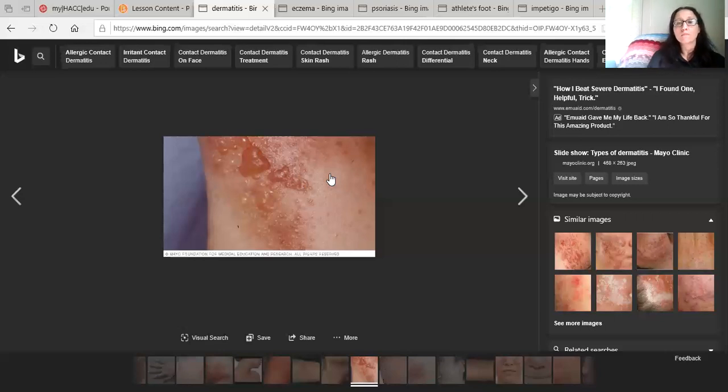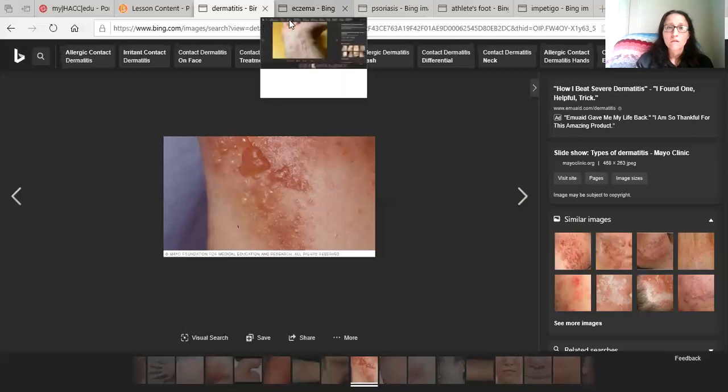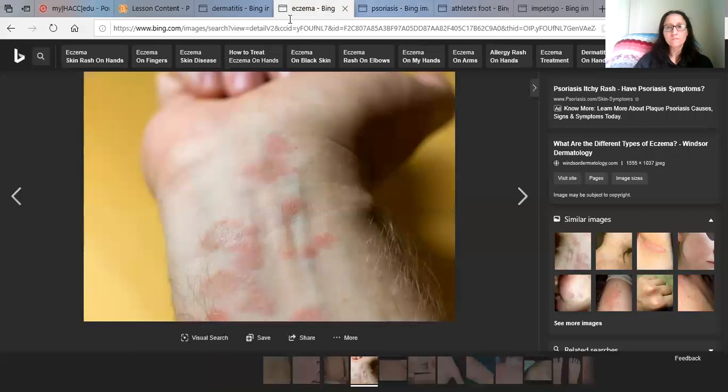Eczema is a form of dermatitis. However, eczema is allergy driven. So let me show you what that looks like. There we are. This is eczema. Eczema is itchy. It forms in these sort of amorphous patches. So you don't have red circles or anything like that. It's just kind of these little red splotches here and there.